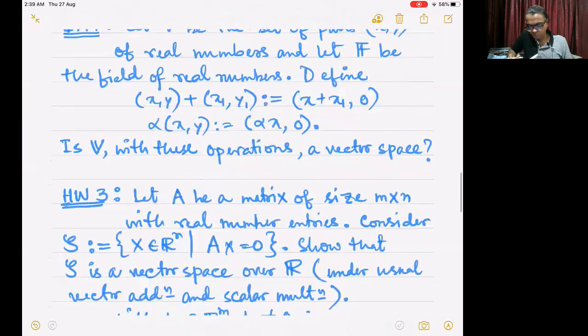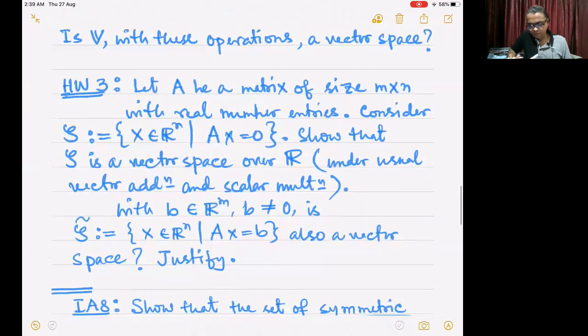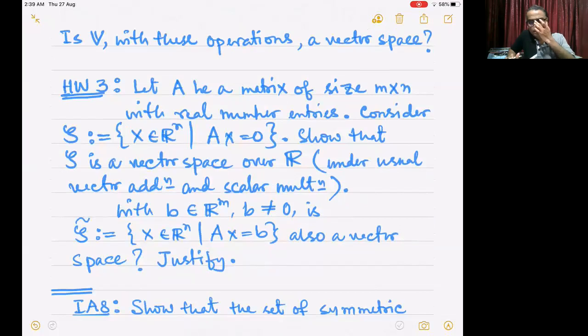This is a homework problem now, which is a little difficult, but think about it. I'm saying that the solution set of a homogeneous system of equations, prove that this also is a vector space. If the set of equations is inhomogeneous, that is, there is a non-zero right-hand side, in that case, check whether the solution set is still a vector space or not.